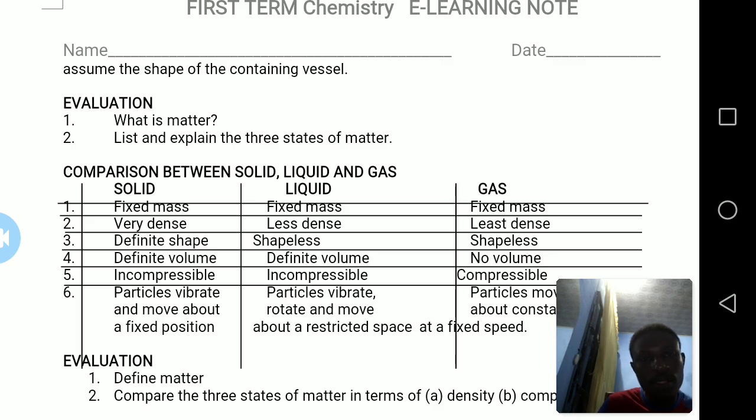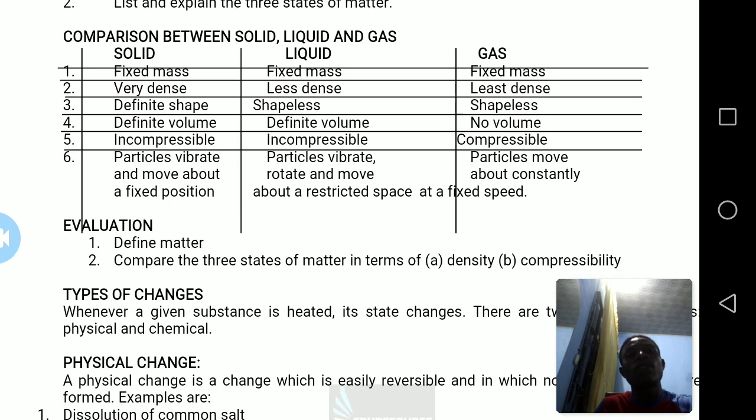The particles of the solid vibrate and move about a fixed position. Then for liquid, particles vibrate, rotate, and move about a restricted space and at a fixed speed. That means in liquid, the particles vibrate, rotate, and move about a restricted space.